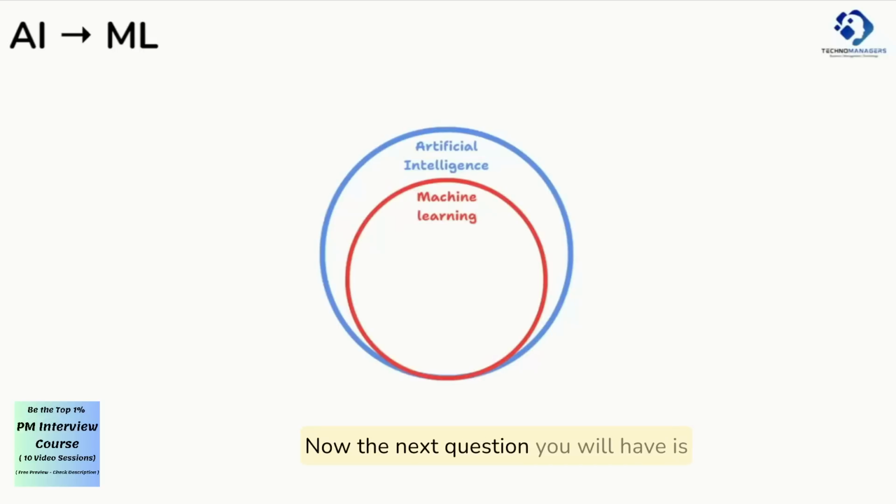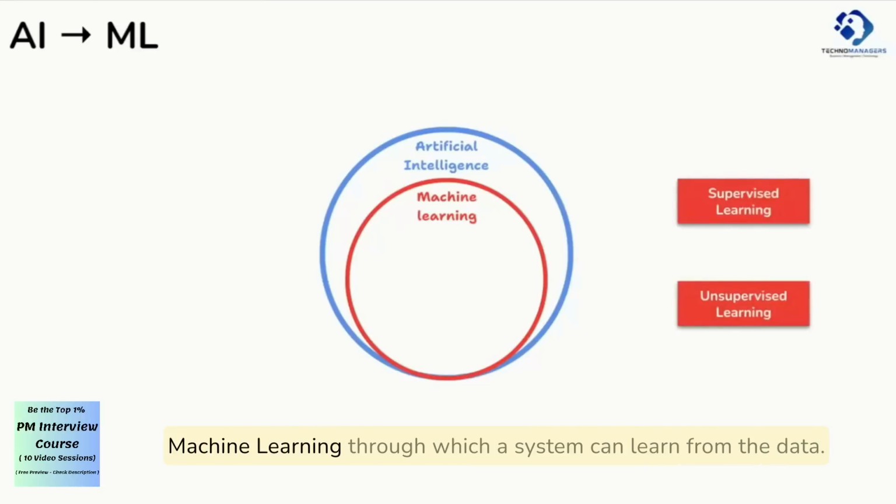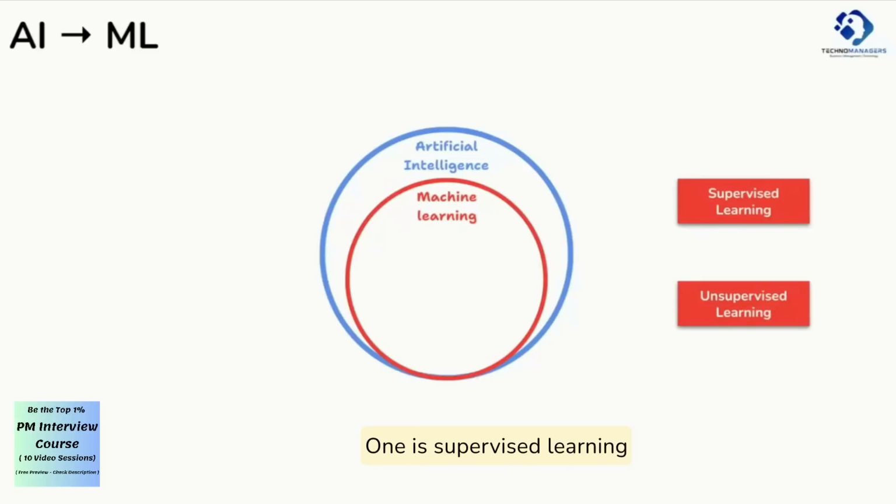Now the next question you will have is, how does the system learn from the data? You might be thinking why I'm telling you all this, why I'm not coming straight to generative AI. But believe me, everything will make sense in 3 or 4 minutes. So there are two fundamental learning approaches in machine learning through which a system can learn from the data. One is supervised learning and the other is unsupervised learning.